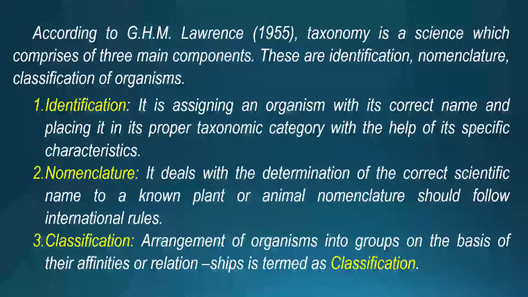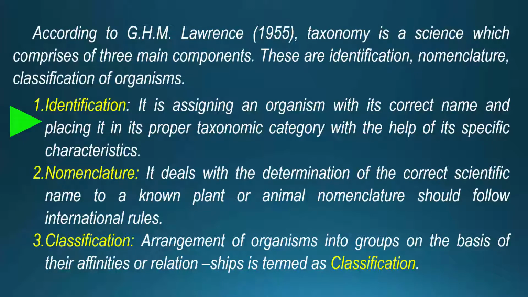According to G.H.M. Lawrence, 1955, taxonomy is a science which comprises of three main components. This is very important. Previously, we mentioned four characters. Here, according to Lawrence, taxonomy is a science which comprises of three main components. These are identification, nomenclature, classification of organisms.